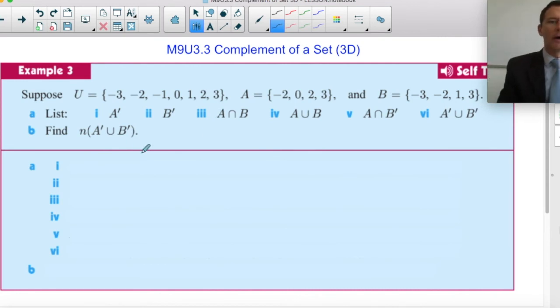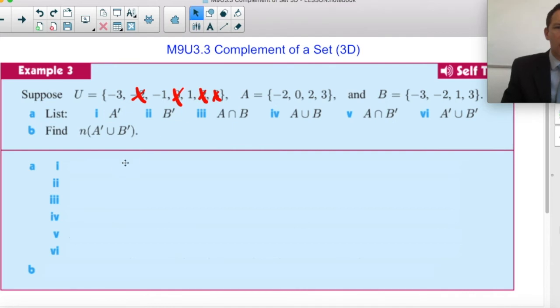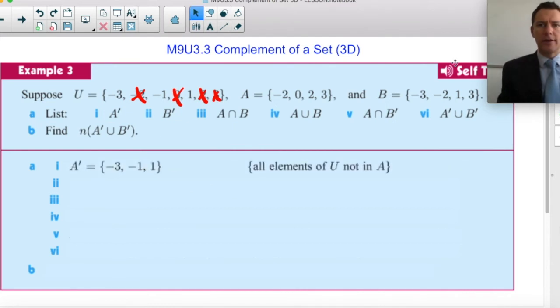Let's roll. Here's A prime. So I want everything that's not in A. So A is -2, 0, 2, 3. So I want not that. So I want not 2, not 0, not -2, not 3. I want everything that's not in here. And so what should be left over is -3, 1, and 1. Lo and behold, -3, 1, and 1. Cool? Things that are not in A.